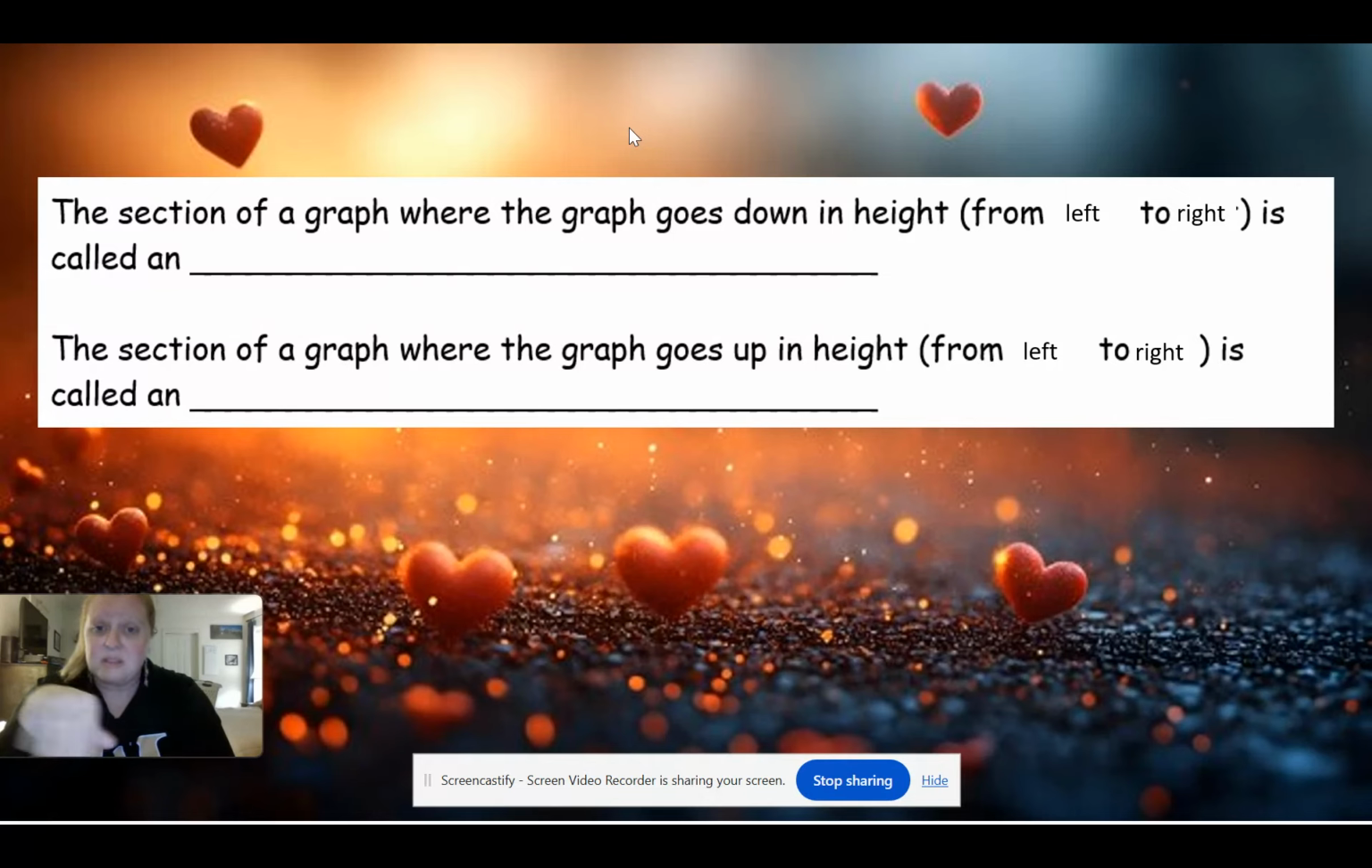When we're graphing smiley faces, parabolas, there's a part of the graph that goes downhill and there's a part of the graph that goes uphill. So the section that goes down in height, that's called the interval of decrease. Whereas the section that goes up in height, and again this is from left to right, that's called the interval of increase. So you're going to learn how to identify intervals of increase and decrease today.